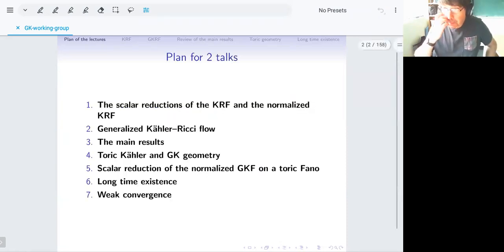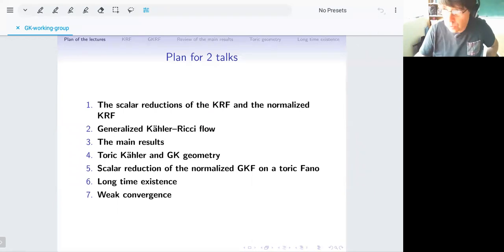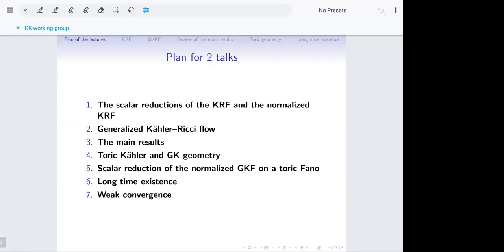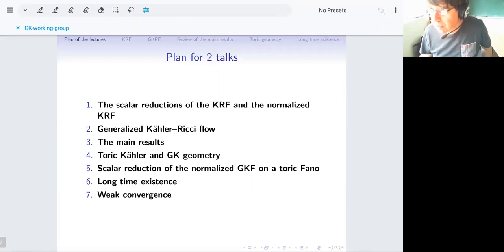So here is the general plan. I will start by recalling some facts about Ricci flow. We already spent some time on this, but I just want to fix some notation and to recollect some of the facts. Then I will briefly reintroduce the generalized Ricci flow and its normalized version.